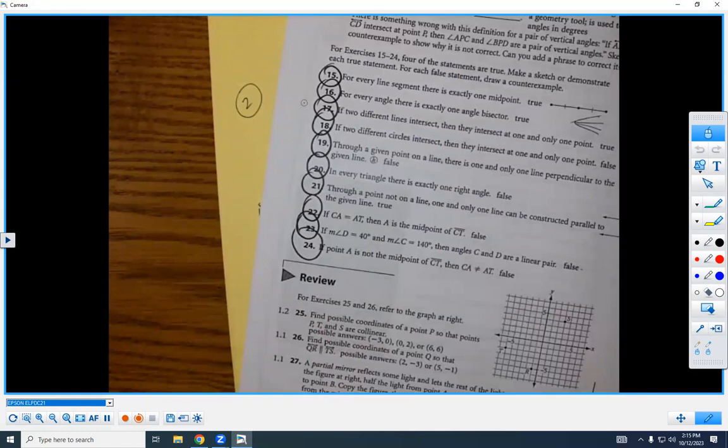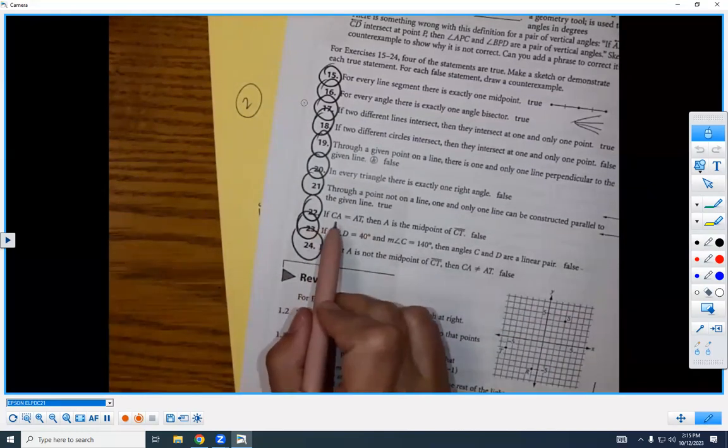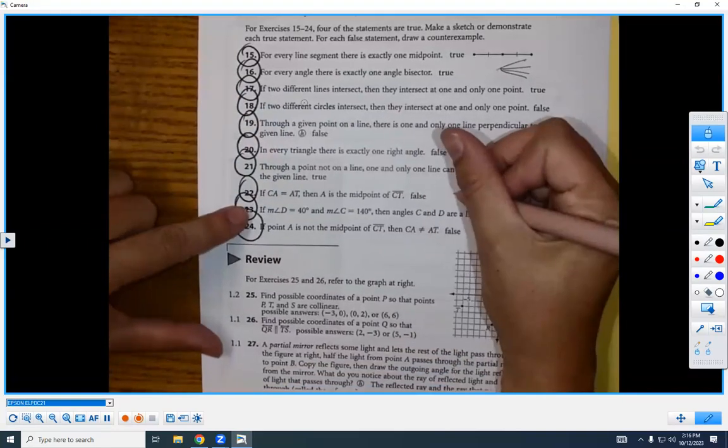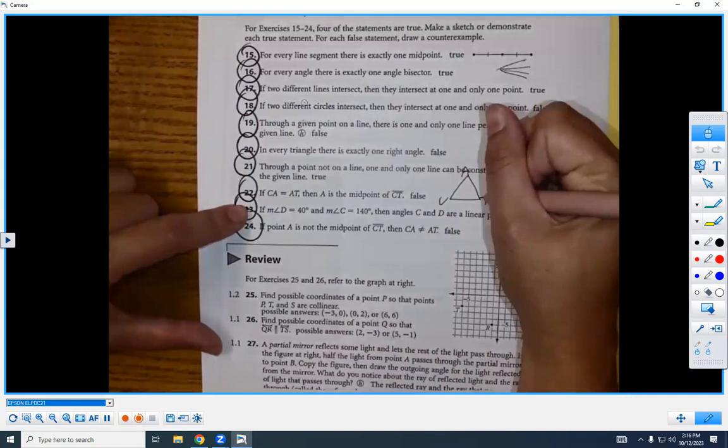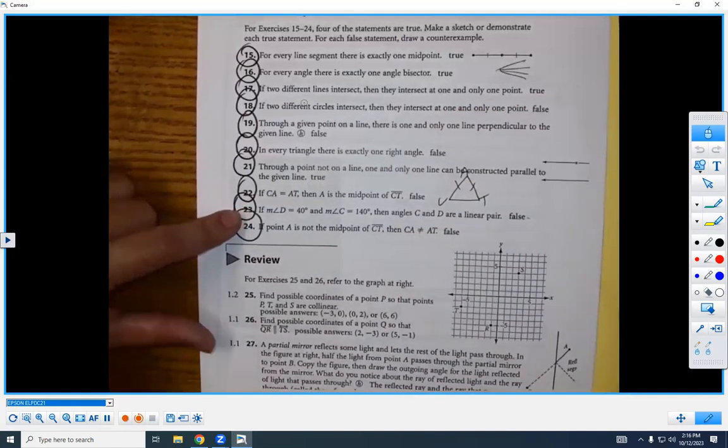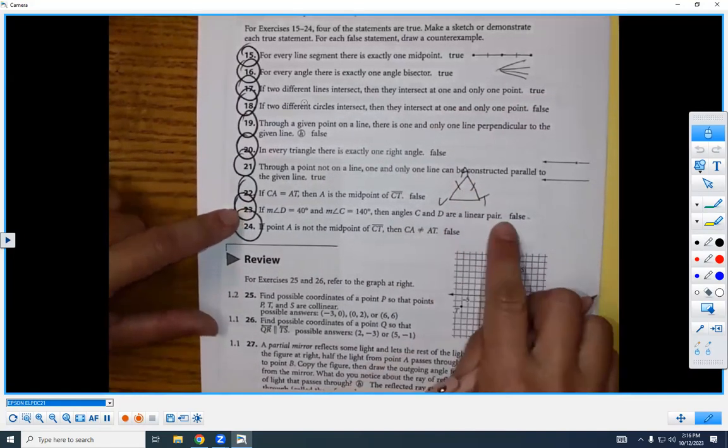So like number 22 is false just because it's not necessarily true. It never says that they're connected or anything. Correct. An example of that might be if I had a triangle and this was C, A, and T here, and that was my isosceles triangle. A is not the midpoint there, but CA is congruent to, or equal to, AT.